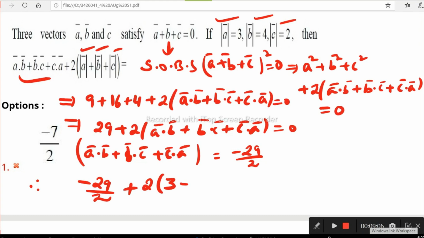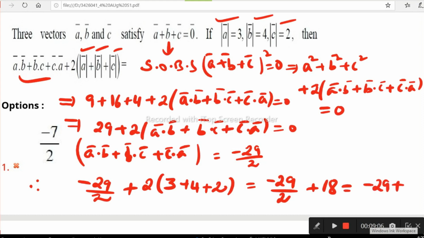Mod A is 3. Mod B is 4. Mod C is 2. Okay, you can do the answer here: 29 by 2 plus 3 plus 4 is 7, 7 plus 2 is 9, 9 times 2 is 18. By the LCM, minus 29 plus 18 times 2, that is 36 by 2, we can get. That is the resultant, what is it? Minus 29 plus 36 is 7, 7 by 2. This is the only required result.